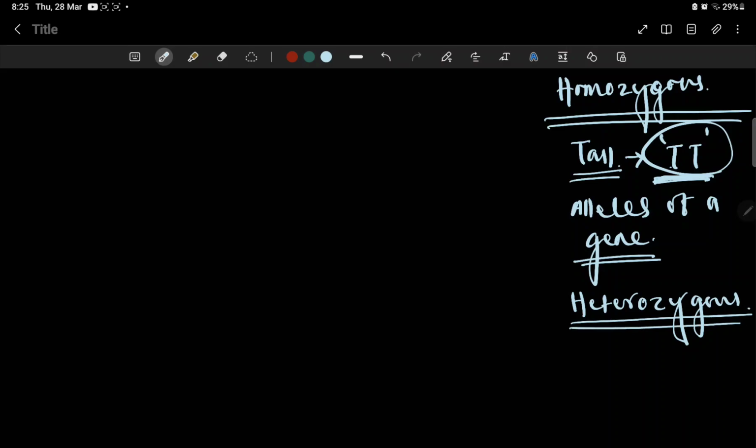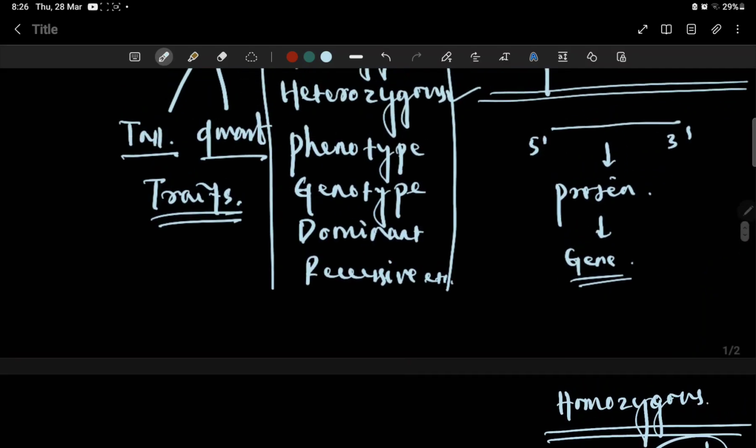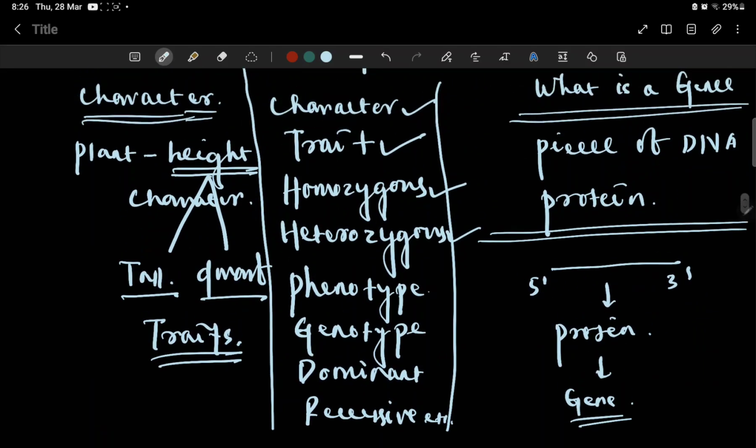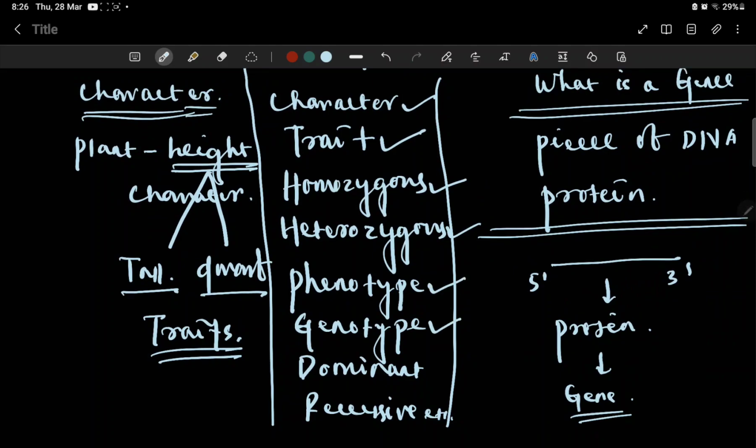If both the alleles are different, if the alleles are capital T and small t, it is called heterozygous condition. Okay, we understood what is homozygous, heterozygous. Then we will understand what is phenotype and what is genotype.